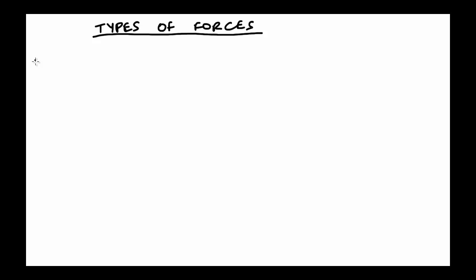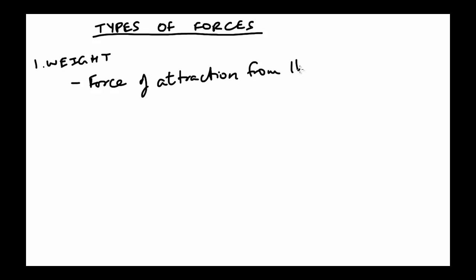So let's start our discussion with weight. As you know, weight is simply the force of attraction from the earth on an object that's at the surface of the earth or near the surface of the earth. So for example, if I have a 16-pound bowling ball sitting on the ground, its weight is simply 16 pounds.